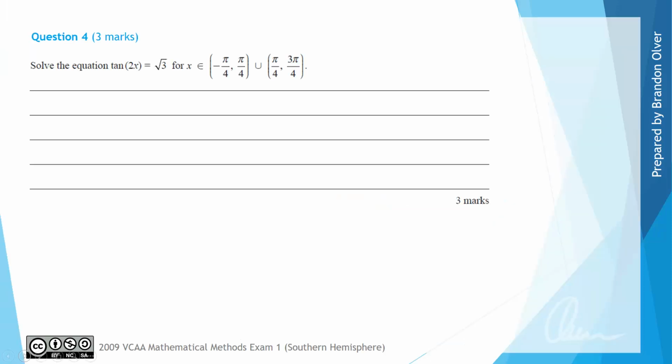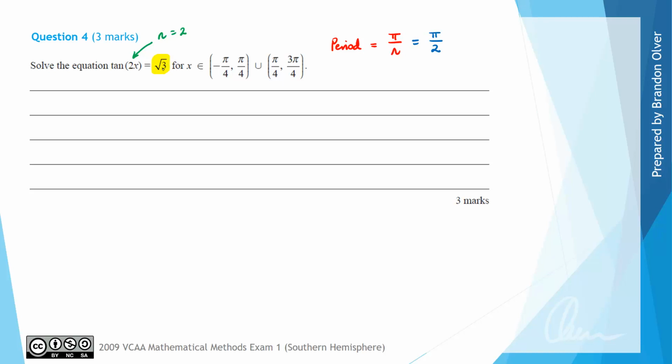So for question 4 we're asked to solve the equation tan of 2x equals root 3 for the following domain. The first thing we're going to do is calculate the period of this function. For a tan graph we know that's equal to pi divided by n, where n is the number multiplying the x, so in this case n equals 2. So the period is equal to pi divided by 2.